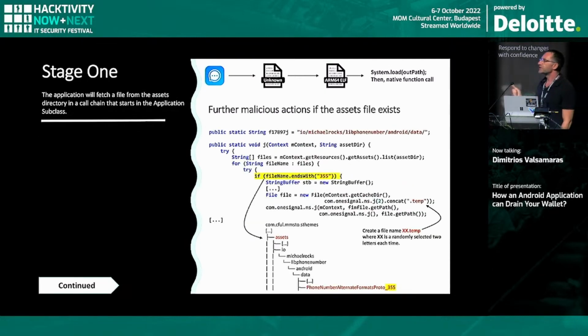So the first stage is to check the assets folder for a specific file, if this file is there. So make sure that if we find the file which ends with 355, then we're going to the next step. And please notice that in the first versions of this APK, this file was not there. It was not weaponized. It was clean. So later, this file was added there.